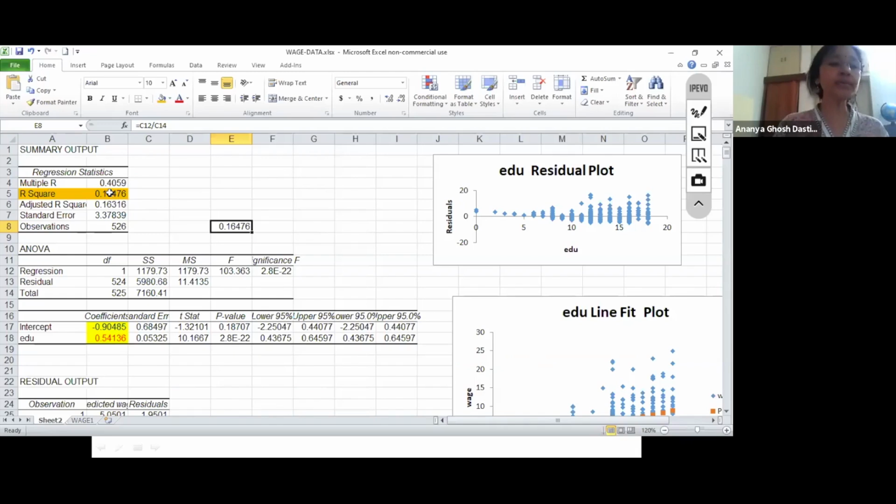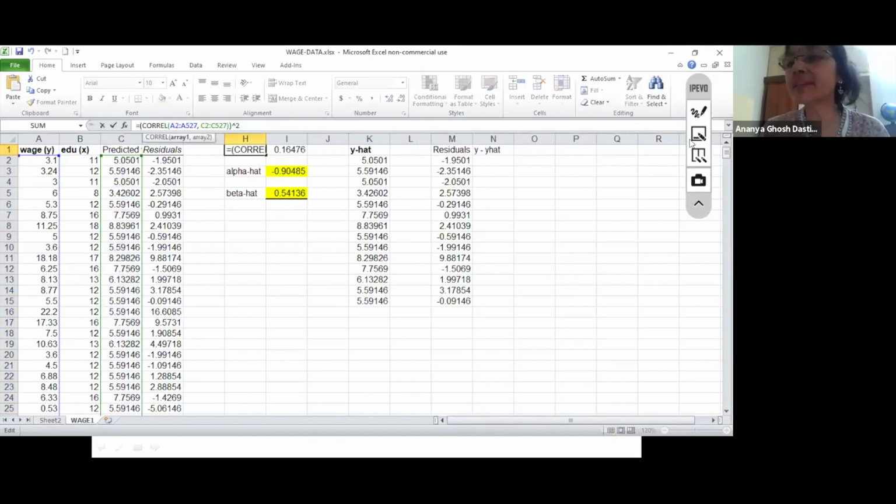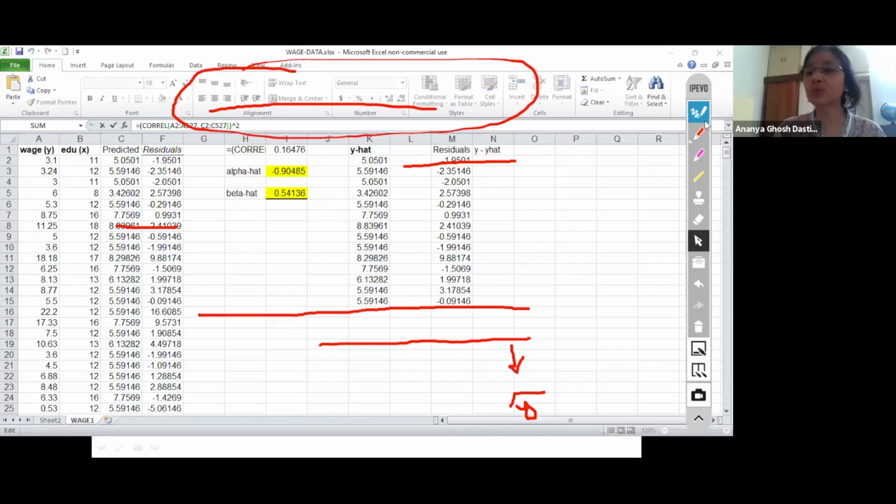So note the R squared value, it's 0.16476, and 0.16476 is exactly what you will get when you put the regression sum of squares in the numerator and the total sum of squares in the denominator. That's exactly what is going to give you this. Not only that, look at what I have done here. I have taken the correlation. It's getting highlighted in Excel.